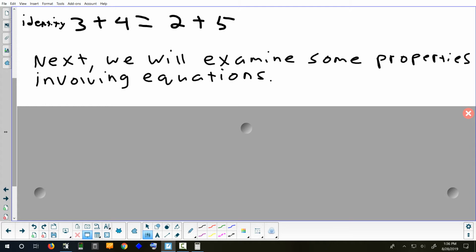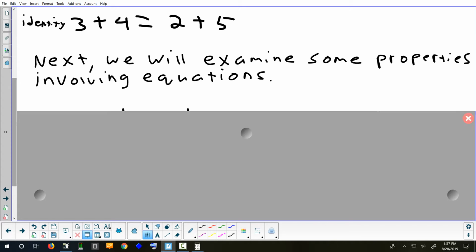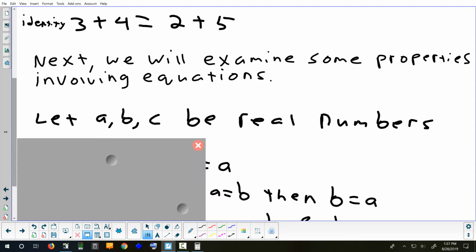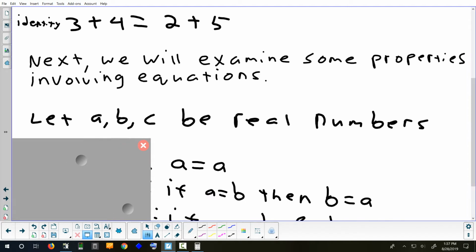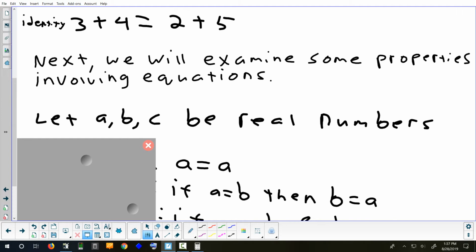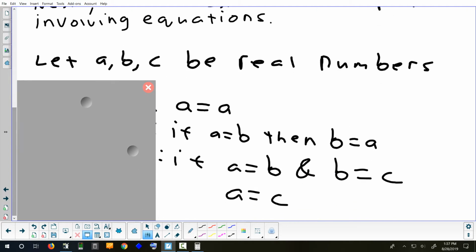So last thing before we look at an example, we'll look at 3 properties with equations that you've probably seen in geometry, but they all involve equations. And these are the properties. Does anybody think they know any one of those 3? First one says A equals A. Second one says if A equals B, B equals A. And the third one says if A equals B and B equals C, then A equals C.